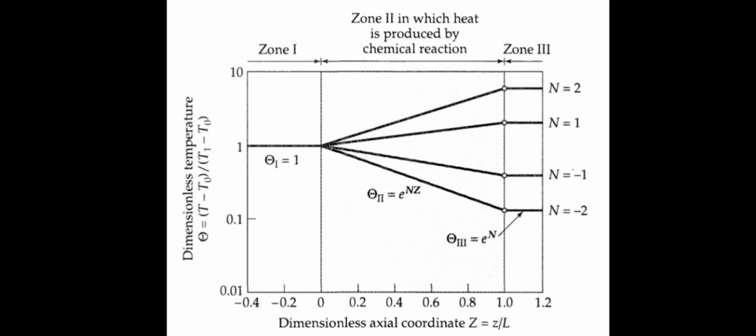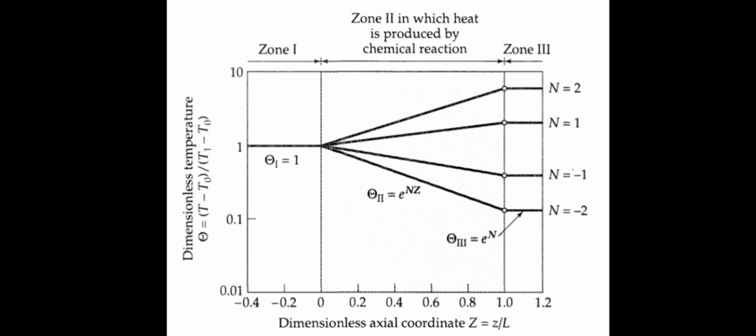These are shown in the dimensionless graph. The x-axis is the dimensionless length, capital Z is equal to small z divided by capital L, and the y-axis is the dimensionless temperature, theta is equal to (T minus T naught) divided by (Tf minus T naught). This dimensionless approach makes the model scalable and general. Now we'll look at the mathematical modeling.